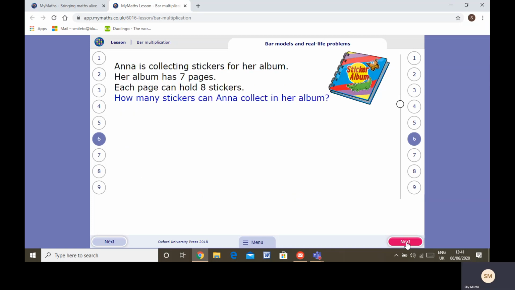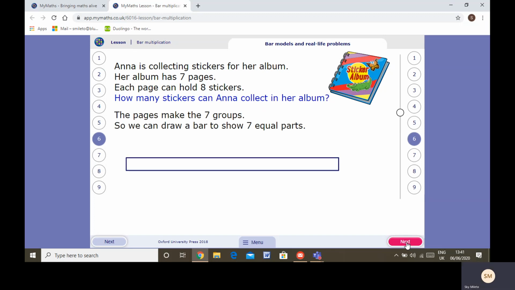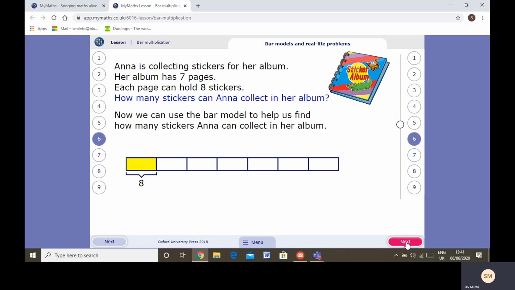Anna is collecting stickers for her album. Her album has 7 pages. Each page can hold 8 stickers. So we know 7 groups. So we can split our bar into 7. And we know each page holds 8 stickers. So we put an 8 into one of our groups. We know all the rest have to be 8. So we know there are 7 groups of 8. Therefore, we're doing 7 times 8, which is 56.